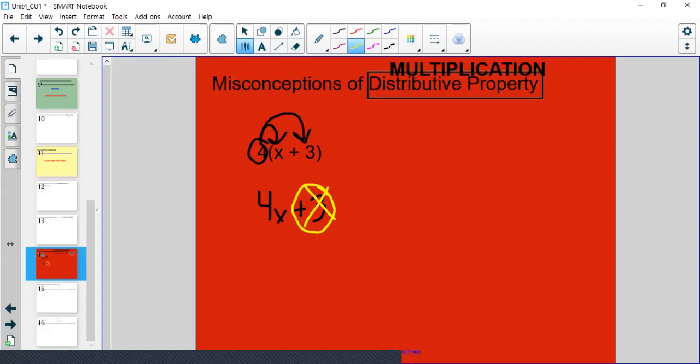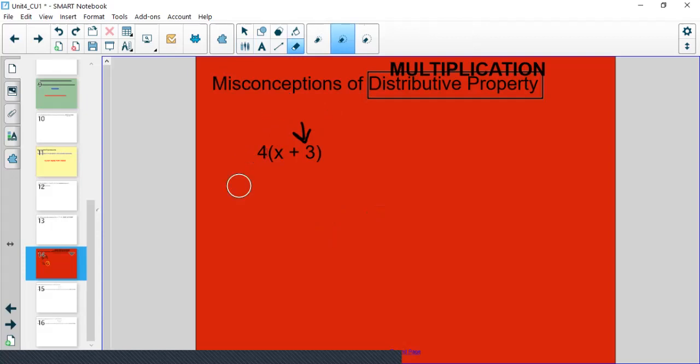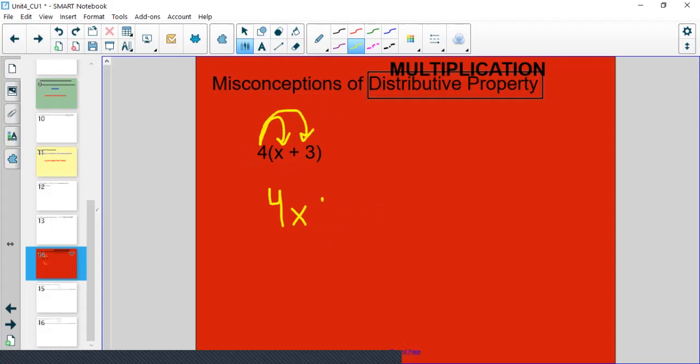So let's try it again. But now let's fix our mistake from the start. So we have 4 times x, that's 4x. And then we have 4 times positive 3, which gives us positive 12. And that's it. That's all you need to remember. Whatever's on the outside of the parentheses, multiply times whatever's on the inside. That is the distributive property.